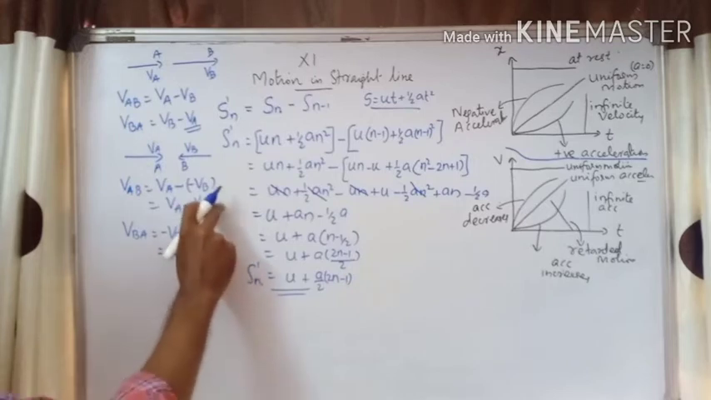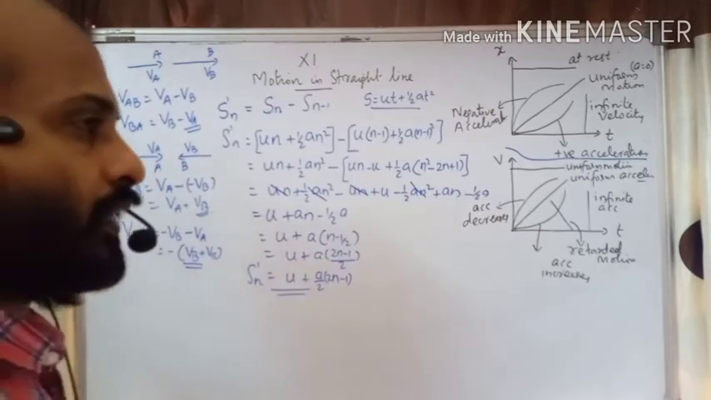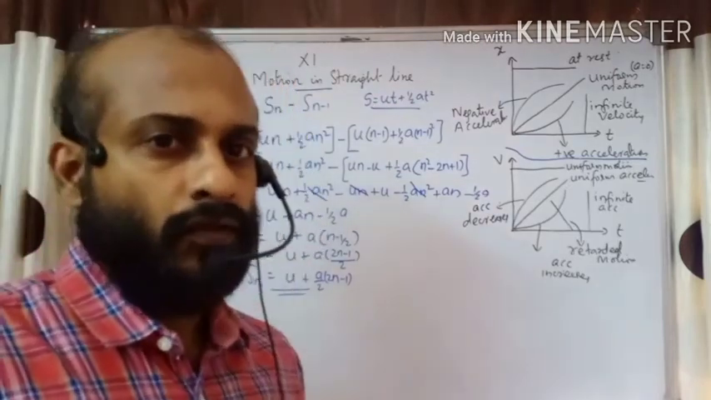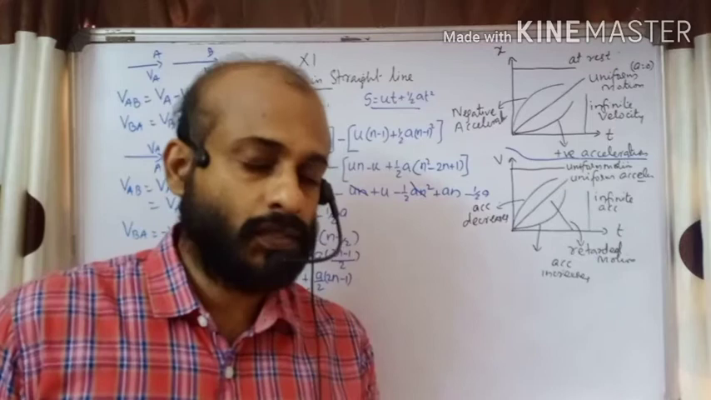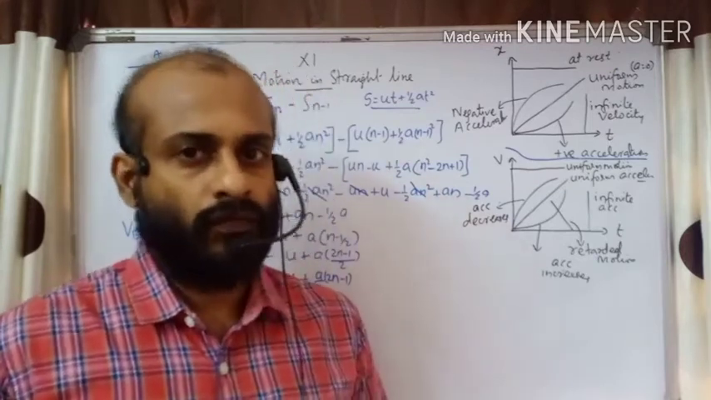So these two are opposite: same magnitude but opposite direction. So that's about relative velocity. Relative velocity means the velocity of an object with respect to another object, at rest or in motion. You need to compare the velocities of the objects, then you will get the relative velocity.